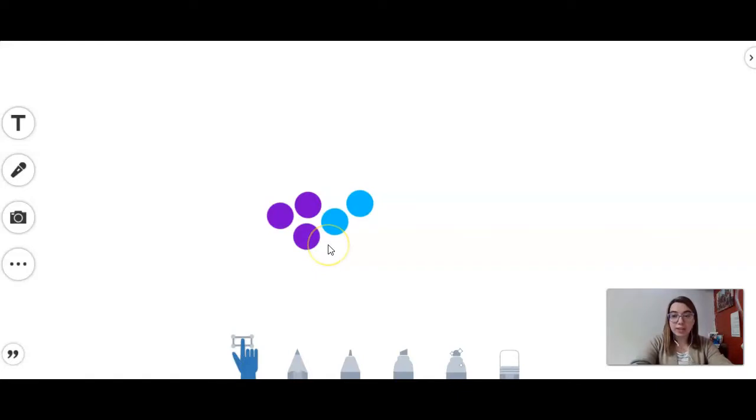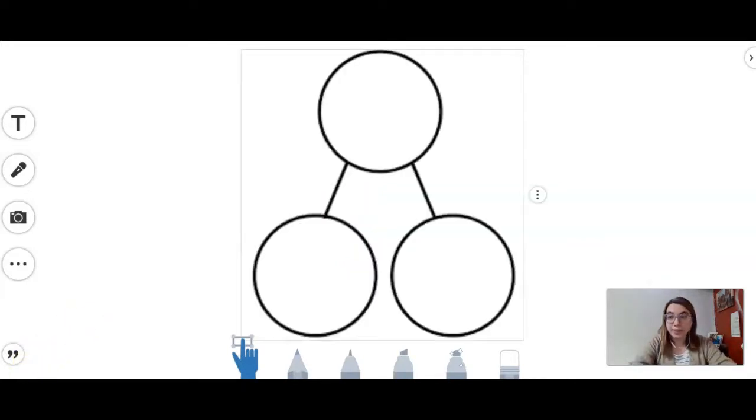Now we're going to look at number bonds. Number bonds are going to help us see how 2 parts come together to make a whole. This is a number bond. It shows us 2 parts. Here's one part. Here's another part going into a whole. So the lines show where they go.